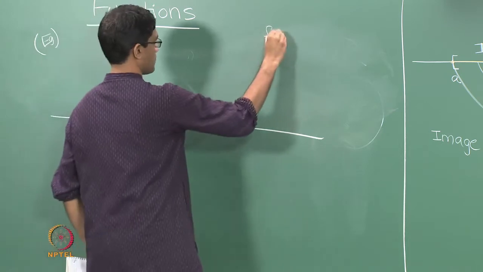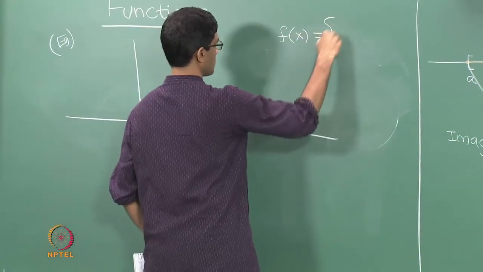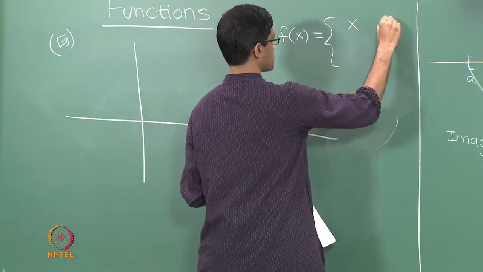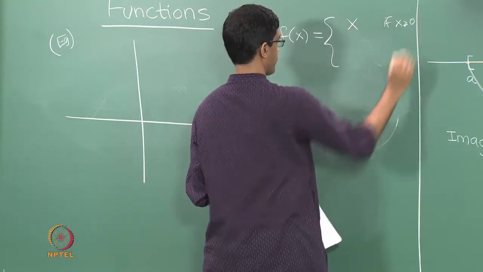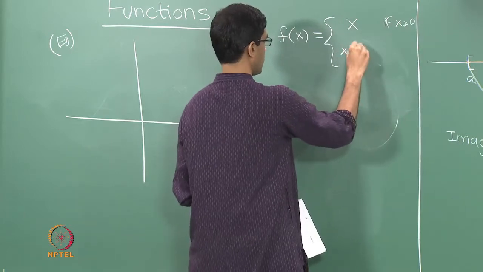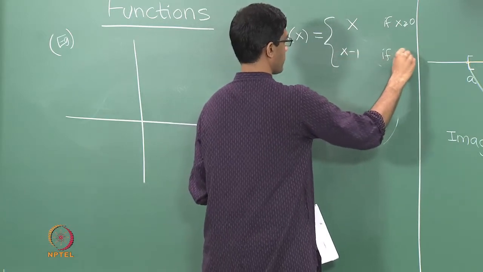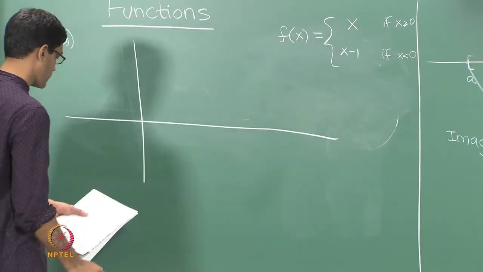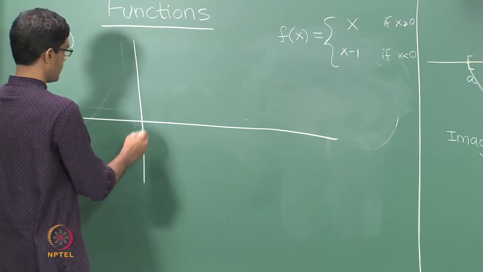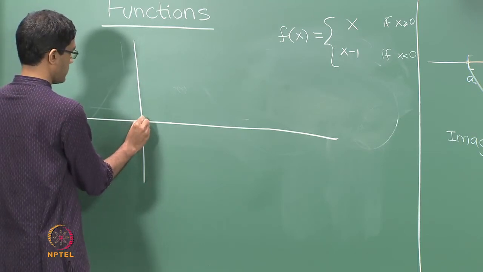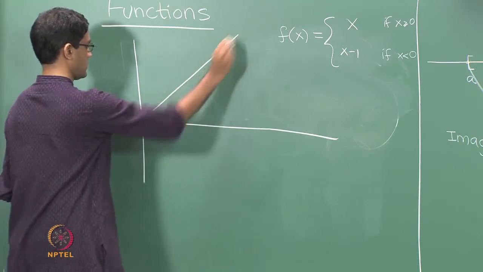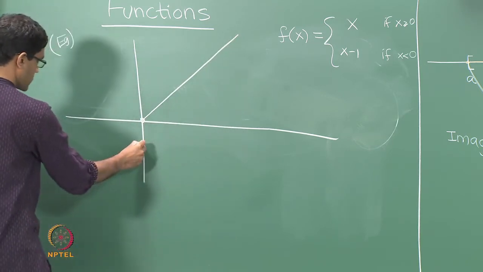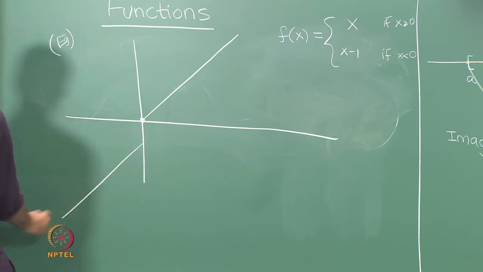Let's write out the formula for the function f of x equals, well, it's defined in two pieces. It's the value x if x is positive, and it's the value x minus 1 if x is negative. So it's a piecewise defined function, and if you draw the graph of this function, here's what one finds. It's just the graph of the line y equals x. So this is the graph of the function when x is positive, and when x is negative it's more or less the same line, just shifted down by 1.